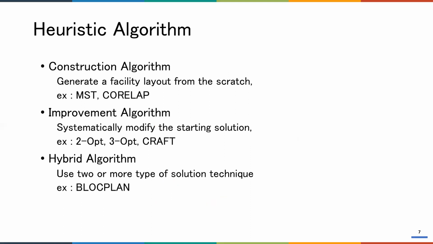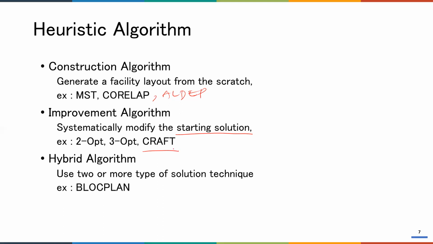So there are different types of heuristic algorithms, and today we will talk about them. There is the construction algorithm. Construction means that you generate the facility from scratch. There is the modified spanning tree, CORELAP, and another one that I will explain today, ALDEP. And there is the improvement algorithm, which basically systematically modifies the starting solution. What that means is that because we already have an initial solution, we can modify it so that we can have a better result. There are 2-OPT, 3-OPT, and CRAFT.